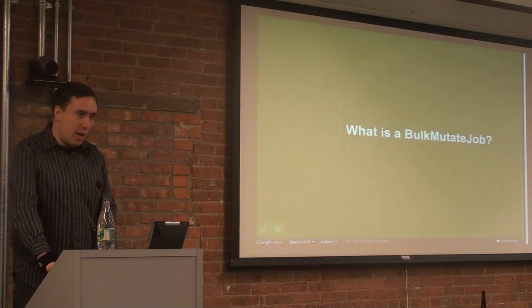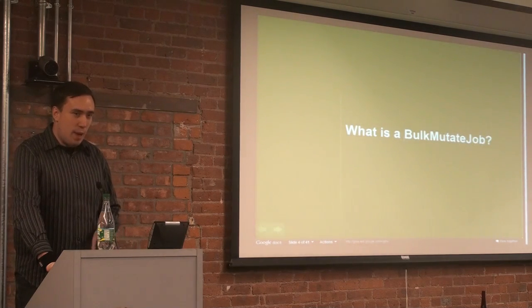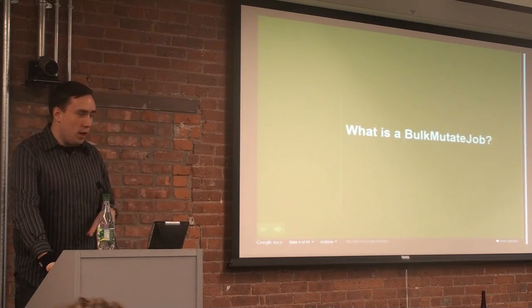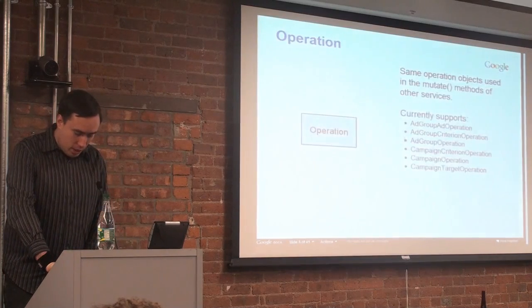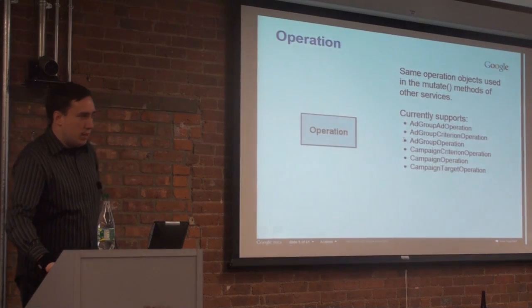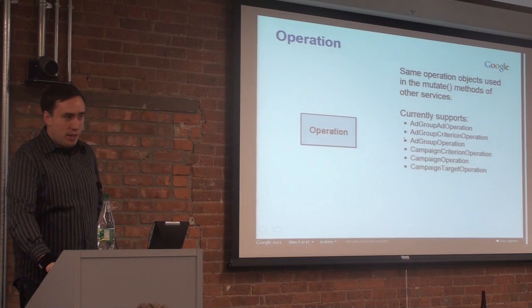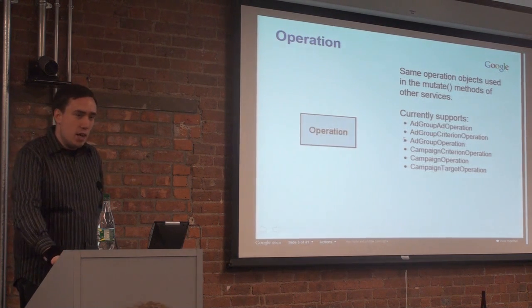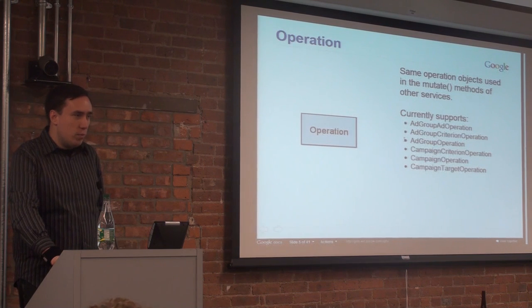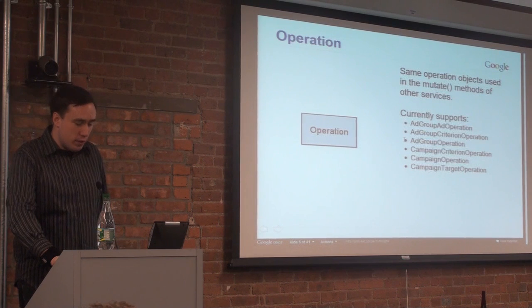So what is a bulk mutate job? This is what you're setting and manipulating, and it's actually a pretty complex object. So I'm going to start at the lowest level and build it up to the full job. As I mentioned, at the deepest level of a bulk mutate job is an operation. It's the same operations that you use in other services, and it currently supports the services you see here, with the idea that in the future, for every new service that has an operation, hopefully you'll be able to run that in the BulkMutateJobService as well.